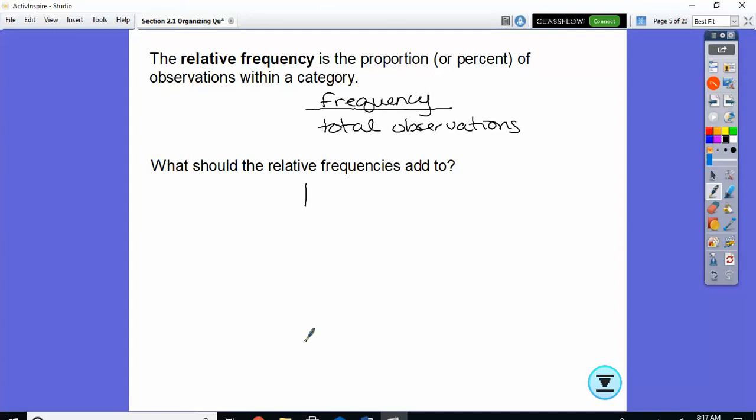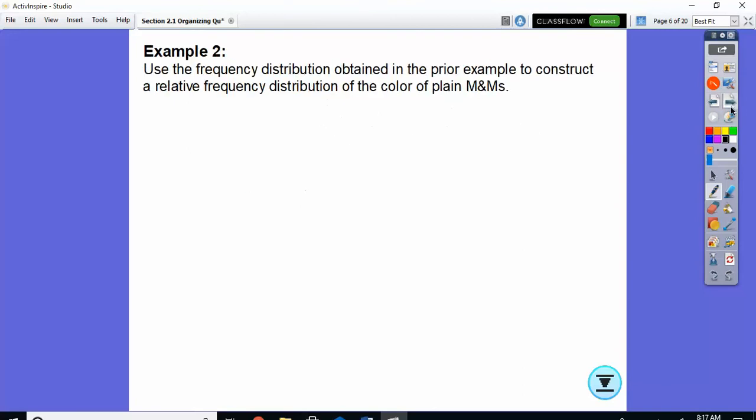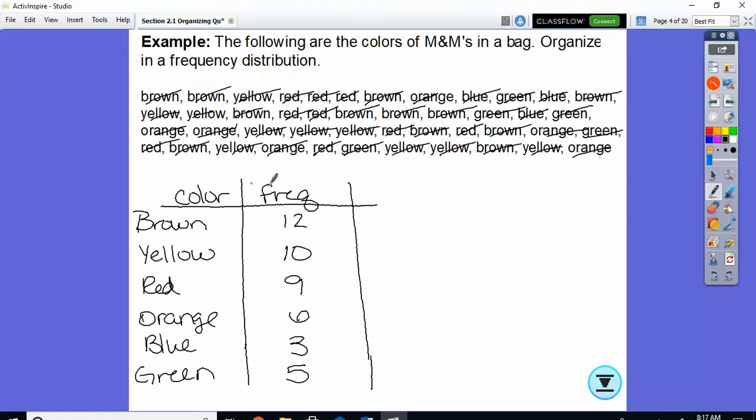So the second example I have on your example packet is to make the relative frequency distribution. And I'm not going to make you guys do these as separate tables. What I would do every time is just have you add it on to our frequency distribution. So I'm just going to make another column for relative frequency.